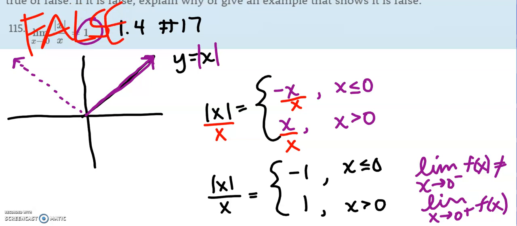Number 17 asks you to find just the limit as x goes to 0 from the left. Well, numbers that are coming to the left of 0 are numbers that are less than 0, so you would substitute into this part of the piece, this piece of the function, so you end up with -1. Okay, hopefully that helps with that absolute value graph and understanding how those things are lining up.